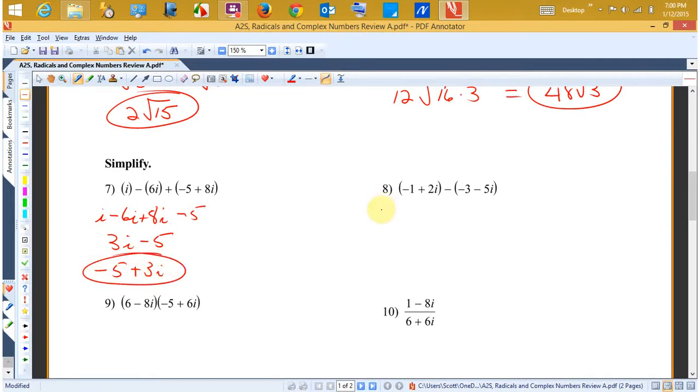The next one, I have a minus 1 plus 2i. Now this is a subtraction, so I have minus a negative 3, that would be plus 3. And then the subtraction also extends over to the minus 5i, so it's subtract a minus 5i, that would be plus 5i. So let's combine like terms. That would be a minus 1 plus the 3, those are like terms. Then I have plus 2i plus 5i. Minus 1 plus 3, that'll be 2. 2 plus 5 is plus 7i.